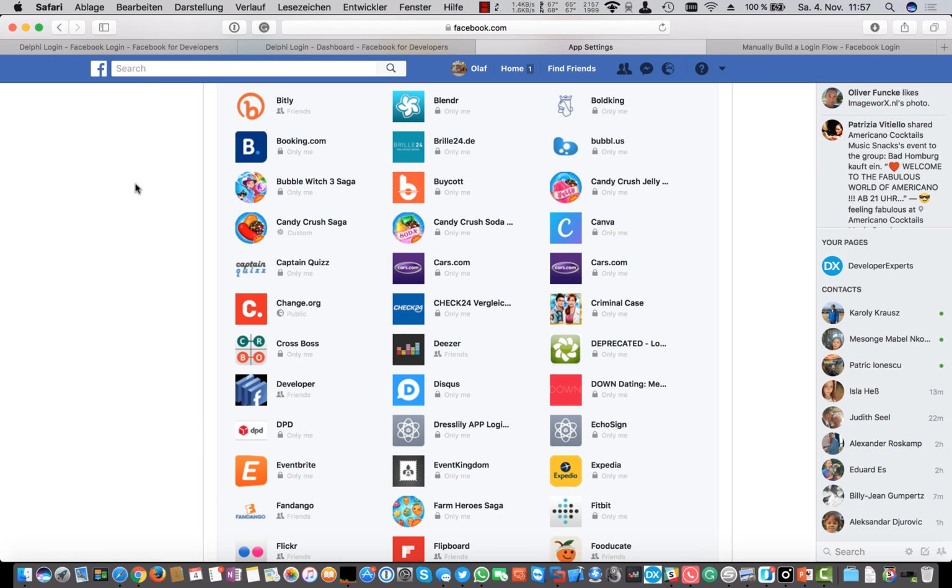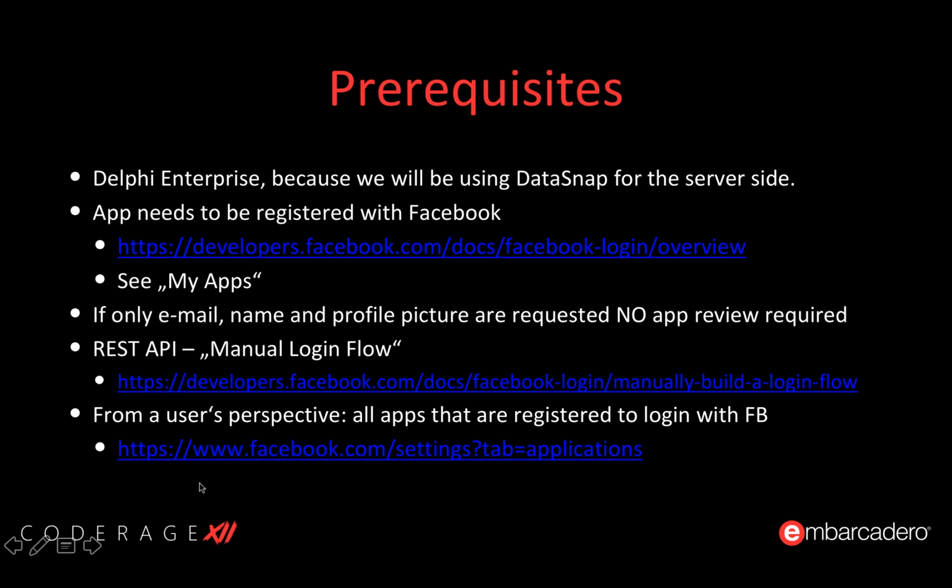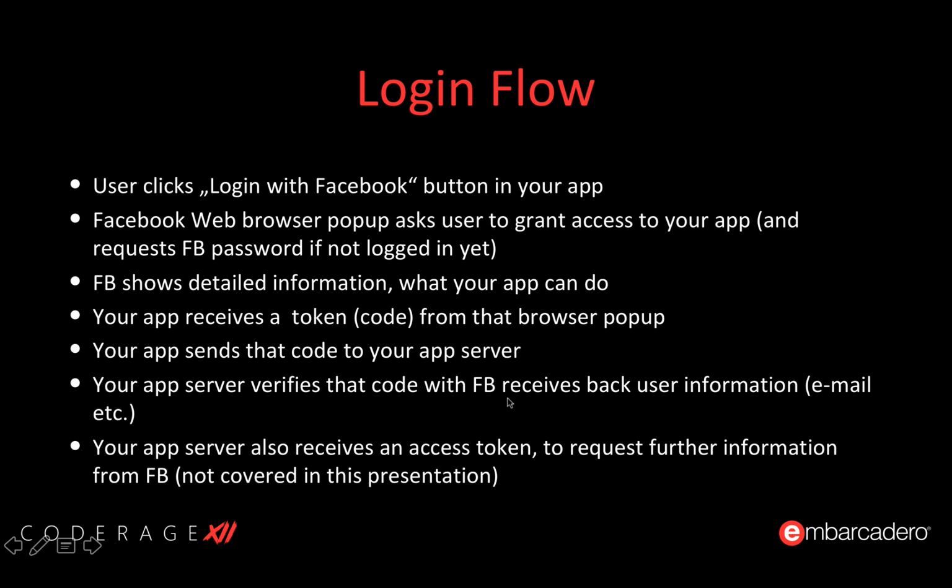Okay, so this is basically the set of tools that you need. And so let's have a last look at the actual login flow. I already mentioned that very briefly, but here again, the flow is that the user clicks on some button, login with Facebook, in your application. Your application would then pop up a web browser going to some Facebook login page. And on that page, Facebook asks the user to grant access to your application.